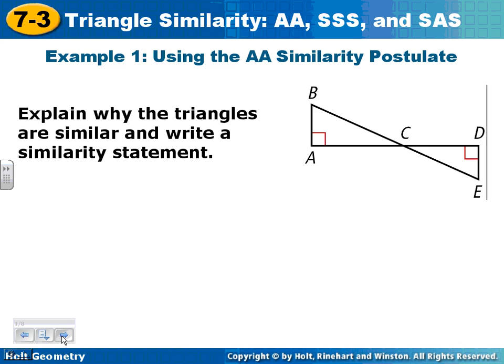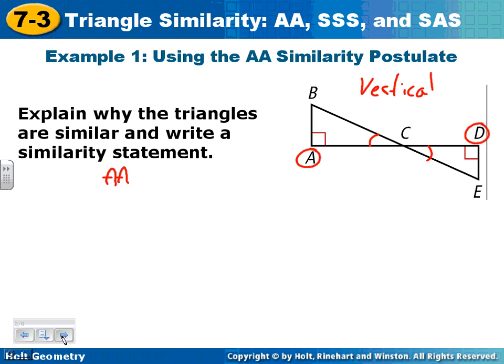So, look at the next slide. Explain why the triangles are similar and write a similarity statement. If you look at these triangles that are connected here, I see angle A and angle D are right angles, so those two are congruent. But also remember vertical angles. That would be this angle here and that angle there. Those are vertical angles. So I have the two triangles similar. Why are they similar? They are similar because of AA.